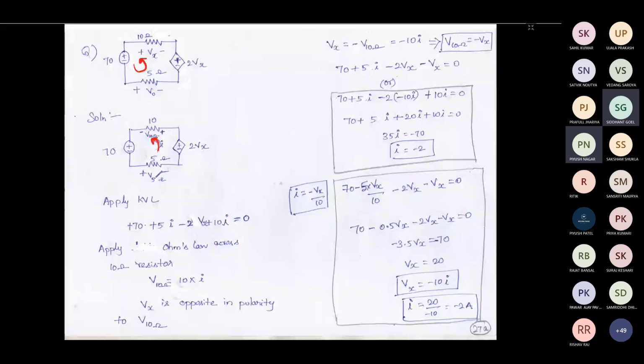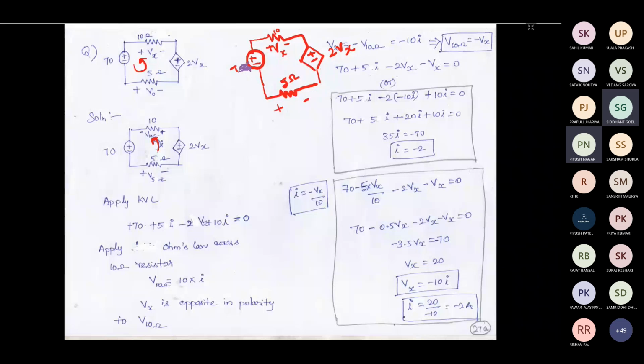Now what do we have to do here is, if you redraw it, we will understand it clearly. We have a 10 ohm resistor, then a voltage source, then this is 10 ohm. This is the polarity given for Vx in this question. This is going to define the voltage polarity for this source. This is 5 ohm, and this V naught is plus minus like this, and this is 70 volt.